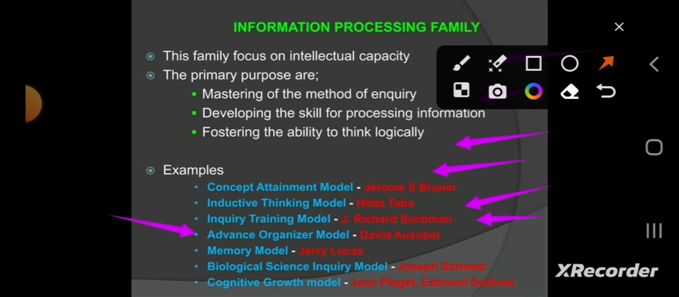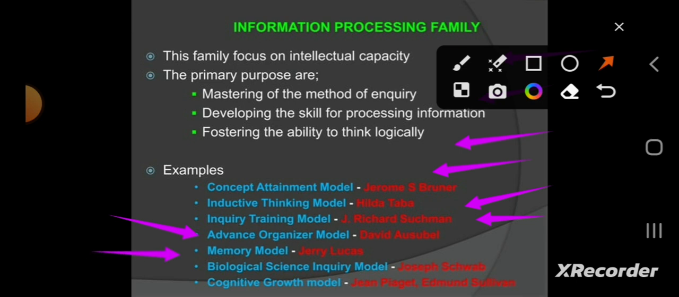Next, Advanced Organizer Model, David Ausubel, uses advanced organizers, preliminary information, or frameworks provided before learning new content to help students integrate and understand new information more effectively.